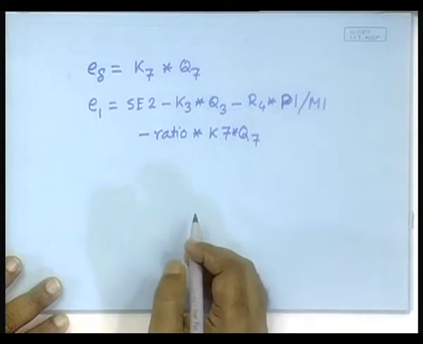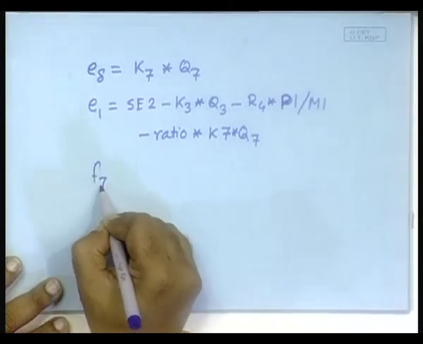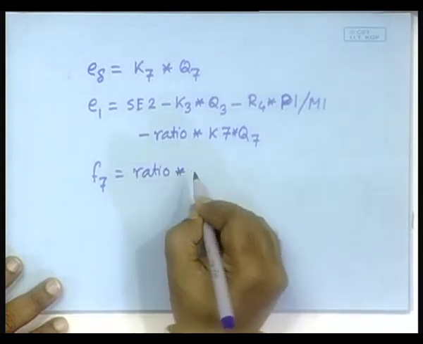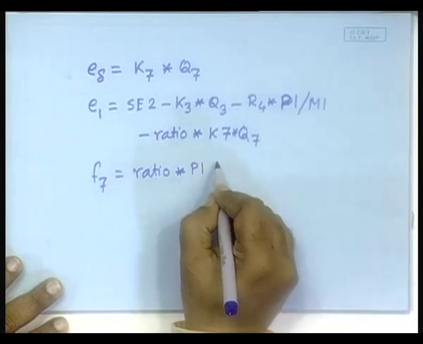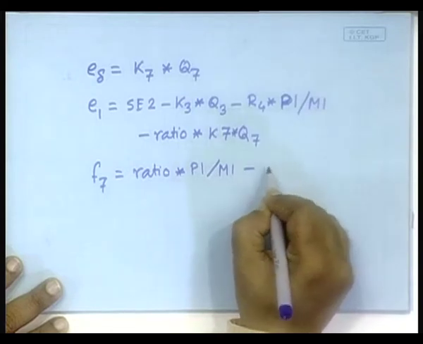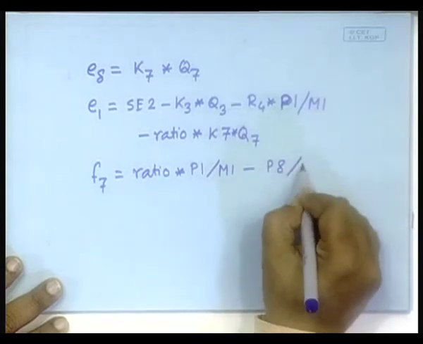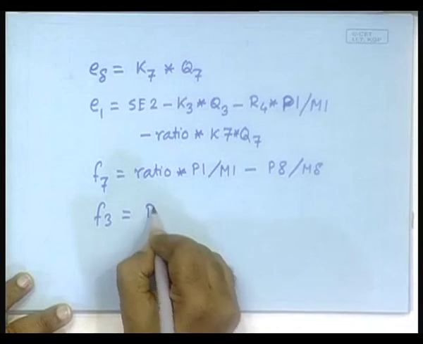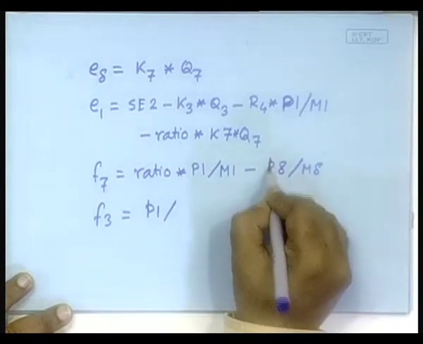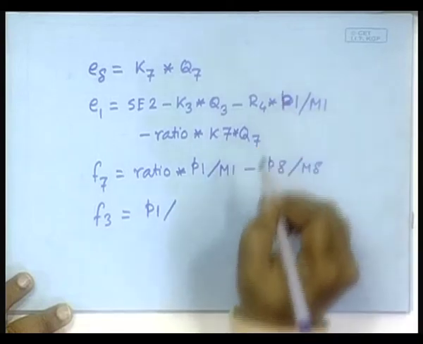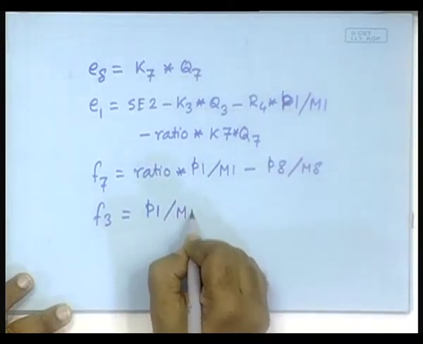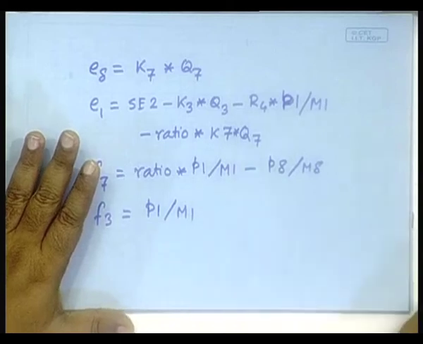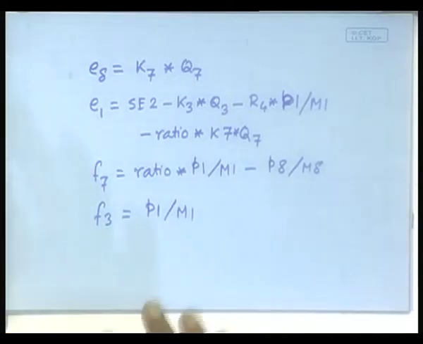Check whether they are doing it correctly. F7 is equal to ratio times P1 by M1 minus P8 by M8. F3 is equal to P1 by, sorry, P is a small piece, P1 by M1. Check if these are correct. This will be correct, of course, because this has been written in a very robust way, so that it always obtains the equations correctly.